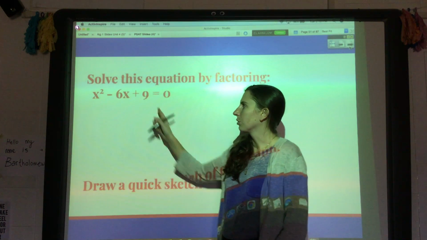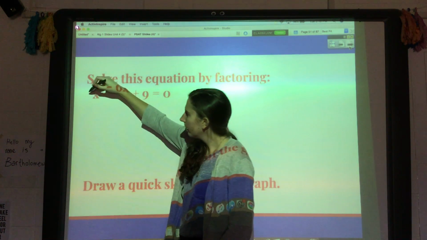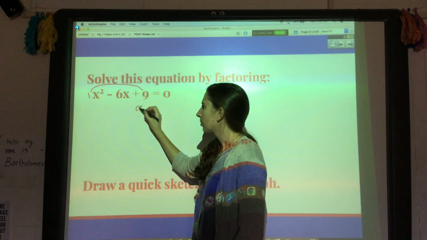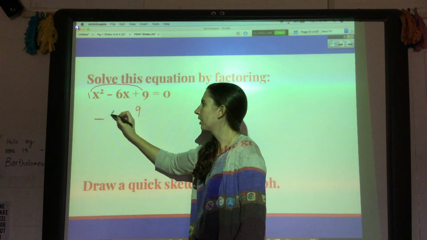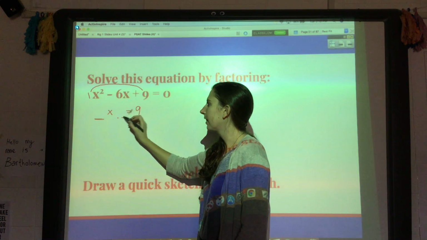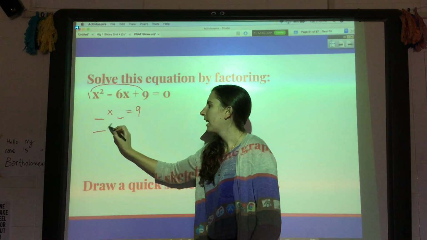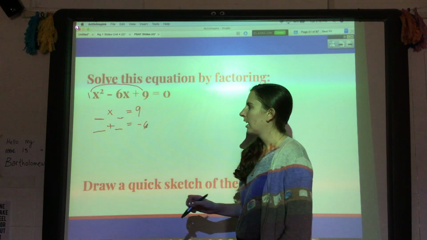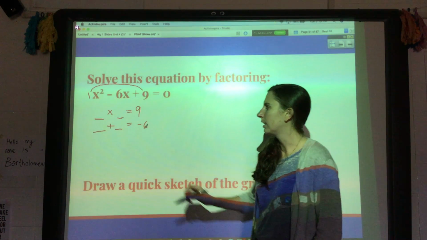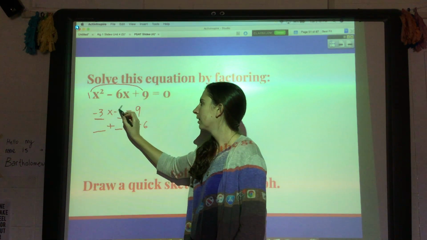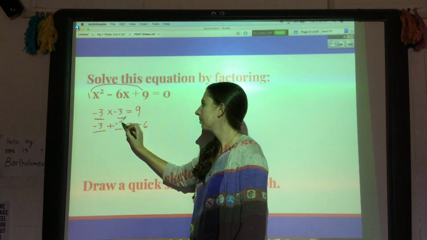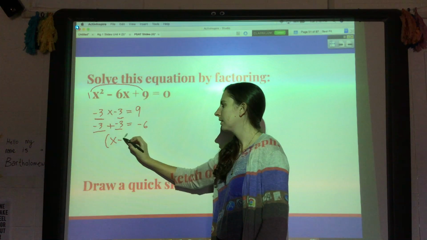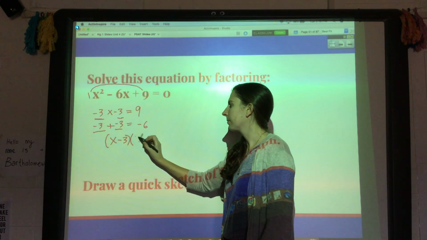To factor this, it's 3 terms, so I do rainbow method. I'll multiply the 1 in front times the 9 in the back, and that's my rainbow number. So I want to find 2 numbers that multiply together to give me 9, and add to give me the middle number, -6. And that would be -3 and -3. So I fill those into my factors, x minus 3 and x minus 3.